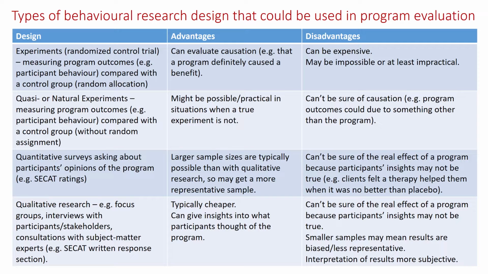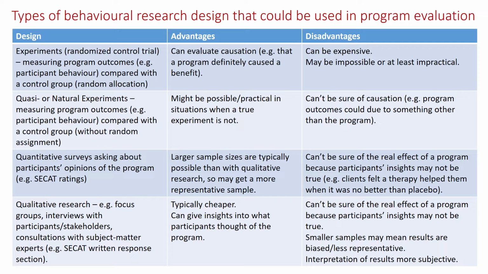Okay, second type of design is what we often call quasi-experiments or natural experiments, for evaluating program outcomes like participant behaviour. So just like experiments, we would be having a treatment group and a control group, but the difference here is that whether you end up in the control group or the treatment group is not random. So an advantage of a quasi-experiment is that it simply might be possible in some situations where running a true experiment is not possible, or at least is impractical. However, the disadvantage is that now we can't be absolutely certain of causation. So that is, the program outcomes could be due to something other than the program itself because we haven't done that random assignment.